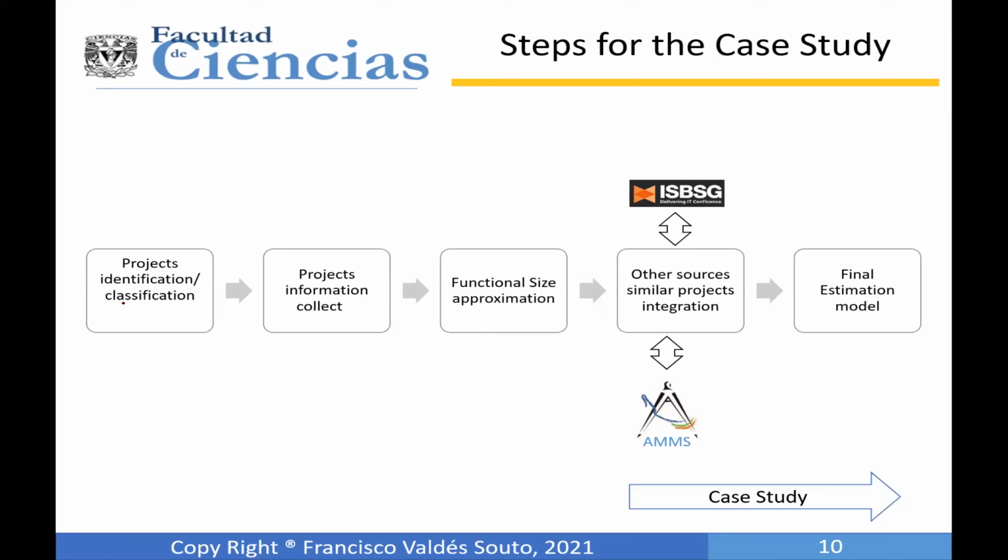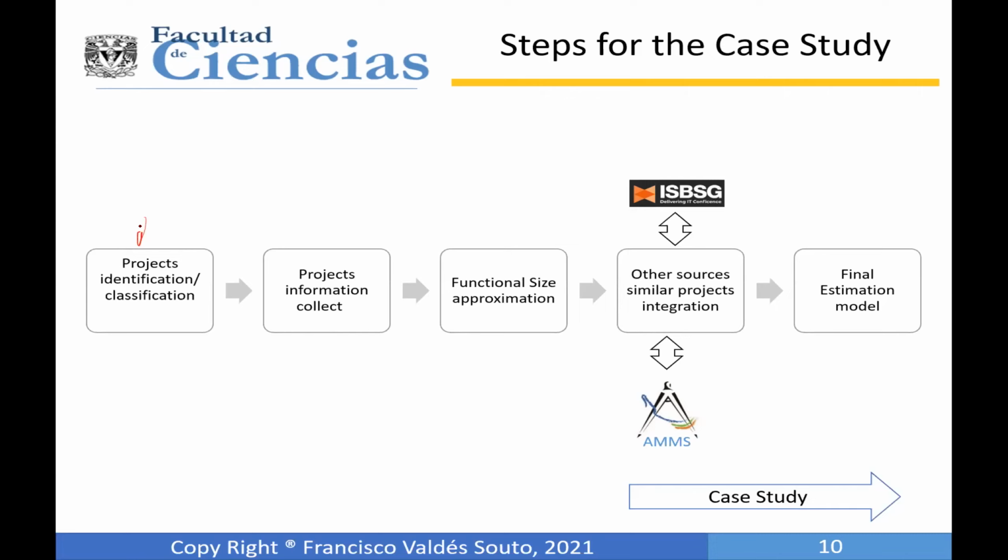For example, if we are focusing on web projects, we can identify only projects in that sense. Or we are focusing on agile projects, or waterfall projects, or projects that use Java or whatever. This is the first step, the identification of the projects. What is the focus? What is the sample that we need to tackle?